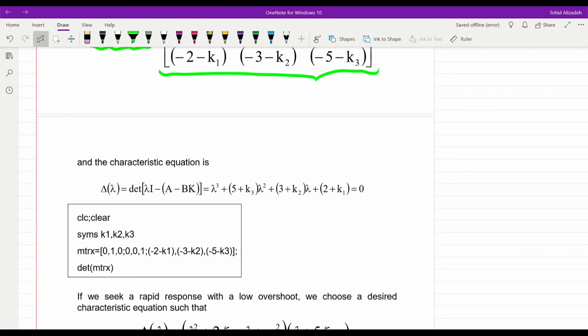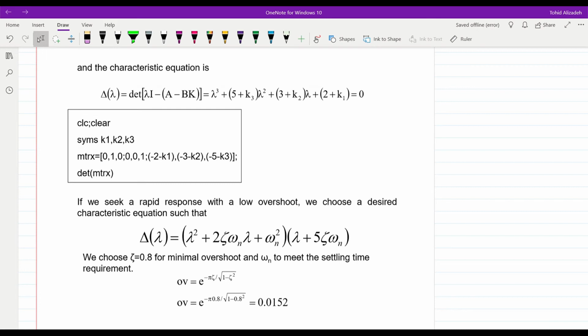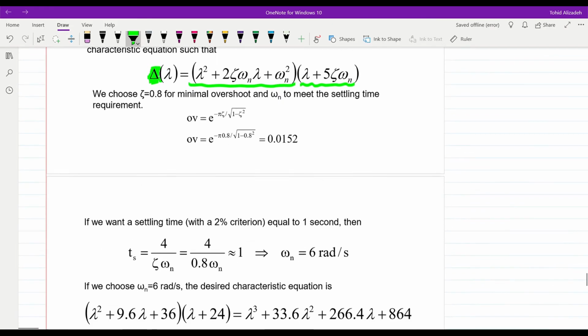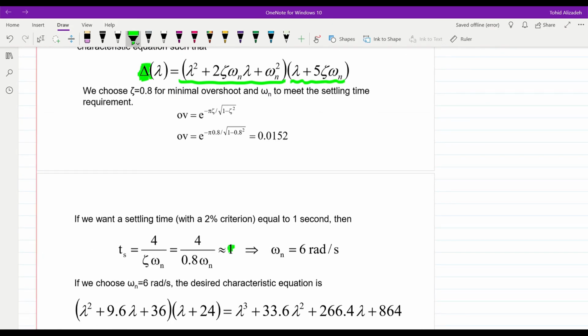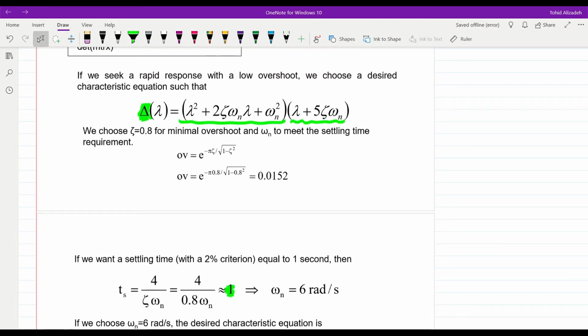On the other hand, we will have a desired characteristics equation. We call it delta lambda here. So this is the desired one. Since we have 3 poles, we would like to place one of the poles far from the origin, and the other 2 will give us a response with a low overshoot and with the settling time that we would like to be equal to 1 second. So with them, we will get values for omega n and zeta.